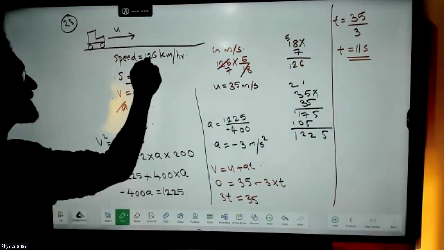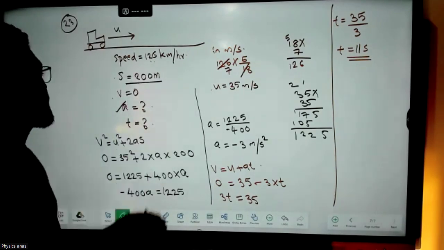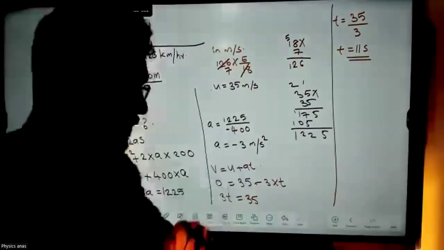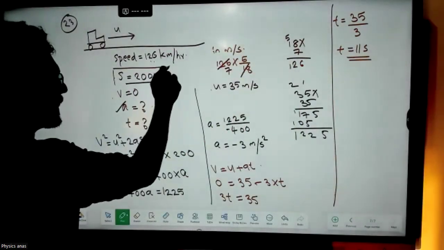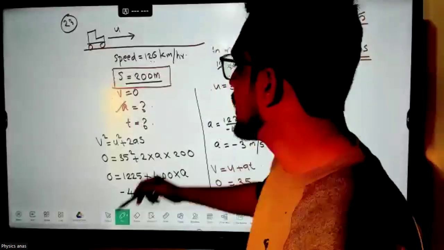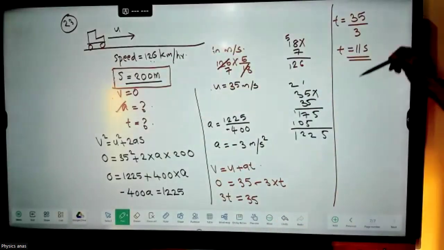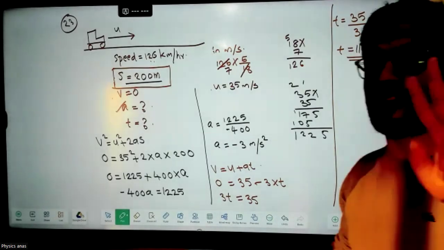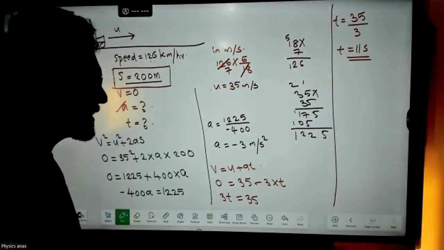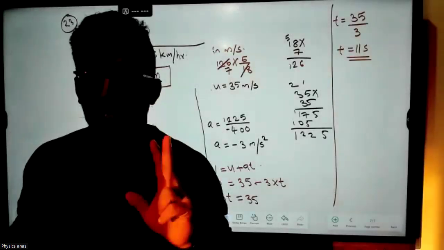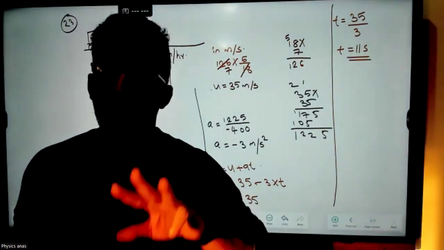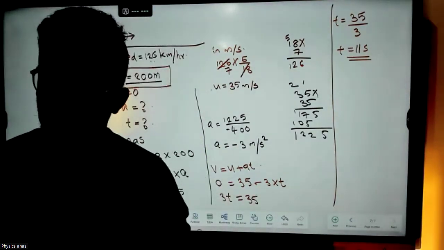If the car has 126 km per hour speed, and that is brought to rest in this distance, then that will take 11 seconds to stop that car, and the acceleration of the car will be minus 3 meter per second square. Did you get it?